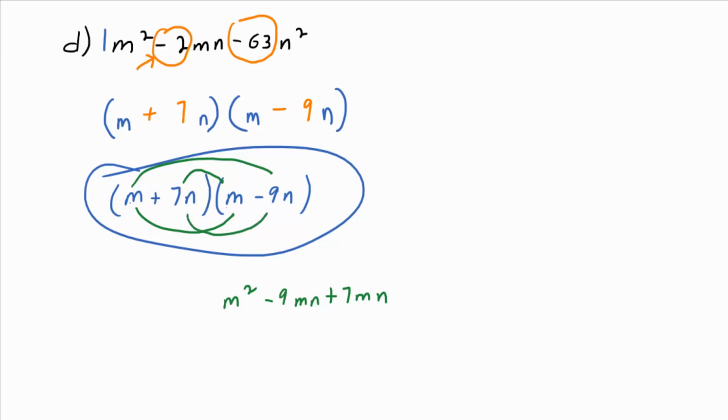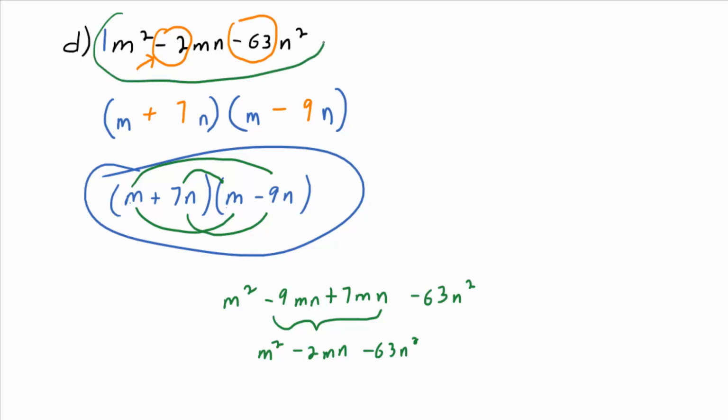And the last? Minus 63 times the n squared. Notice that these middle terms do, in fact, add together to be negative 2mn. And so it looks like we're getting the same thing as what we started with. So big old check mark right there. But remember, it's this guy that's the answer. That multiplying it out was just checking it. So factoring is the reverse of multiplying, right? So it makes sense you could check your answer by multiplying it out.